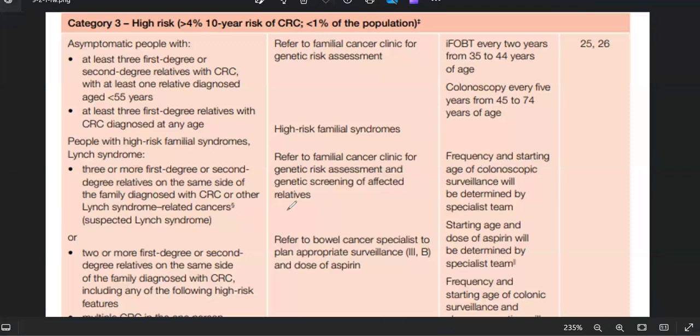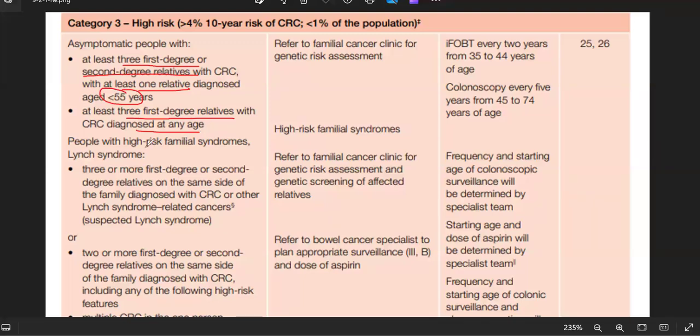Now, category 3 or high risk. A high risk patient could be at least 3 first degree or second degree relatives, one of them diagnosed before 55. So that means 3 first degree or second degree relatives diagnosed with cancer and one of them diagnosed before the age of 55. And 3 first-degree relatives diagnosed at any age. They are also high risk.